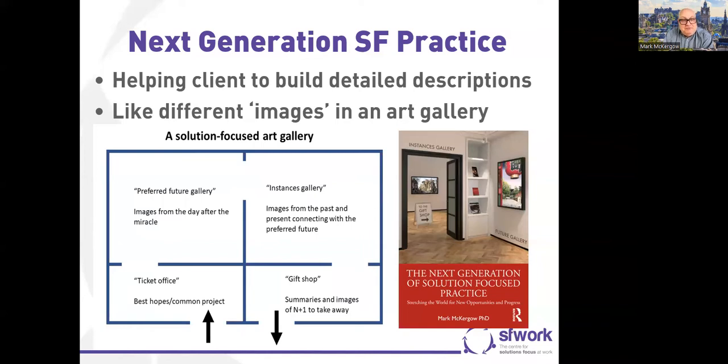And then there's two main rooms in the art gallery. One is the future gallery, and one is the instances gallery, which has images from descriptions from the present and the past. And there can be several different snapshots, images of episodes in these, one day, the day after the miracle, or a day in a better future. And there can be several different scenes in this day.